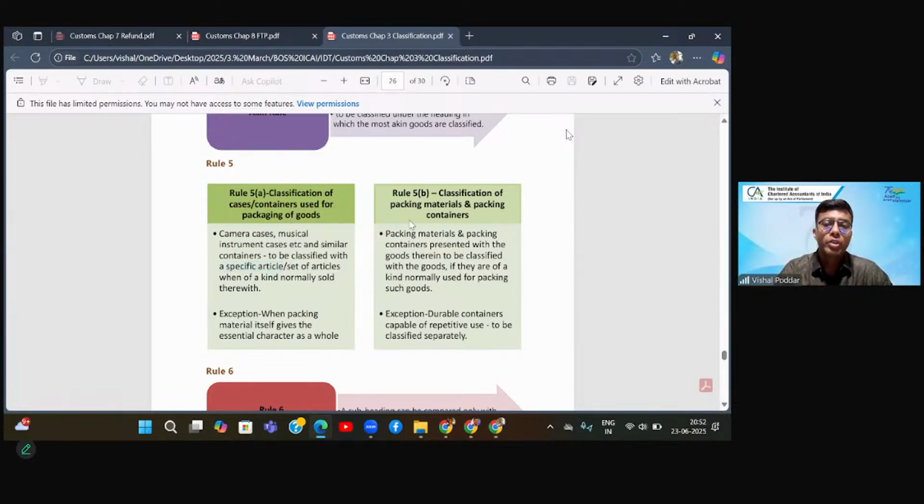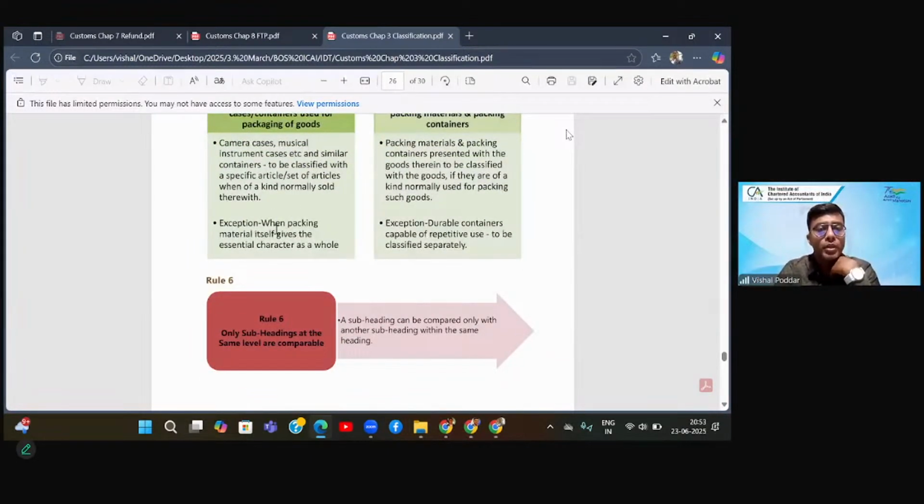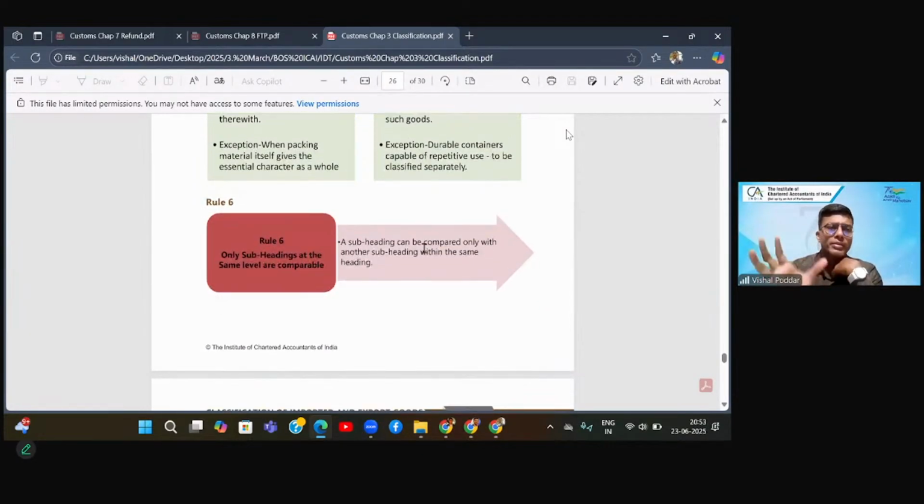But where it is general purpose packing material, then you will classify it using the rules of classification. If it is made out of paper, it will get classified in the paper product headings. If it is made out of wood, wooden boxes, corrugated boxes, plastic boxes, it will get classified in the respective category. The most important exception to both these rules is when the packing material itself gives the essential character as a whole, and here durable containers capable of repetitive use are to be classified separately. So these are some exceptions to the rules.